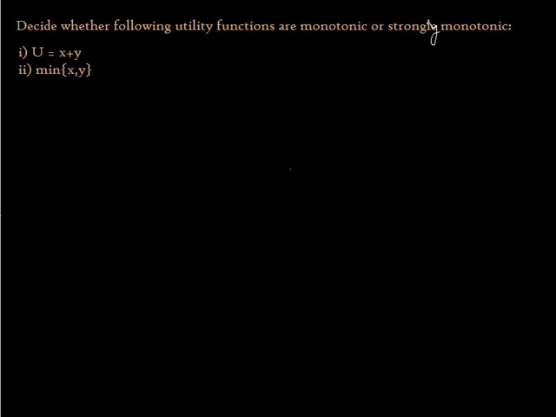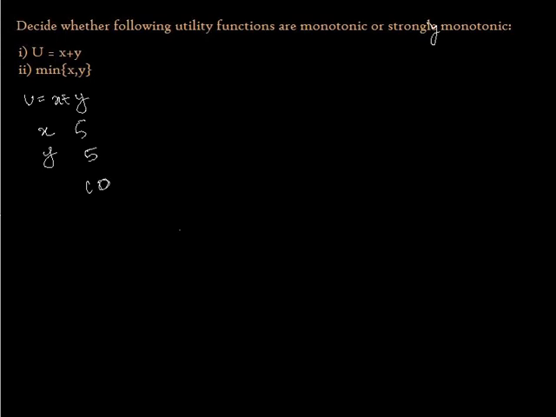Our question is asking to decide whether the following utility functions are monotonic or strongly monotonic. So we'll start with the first one, which is u equals x plus y. So we'll put some numbers for x and y, say 5, 5. Our resultant utility is 10.